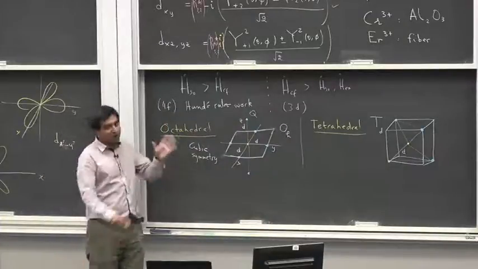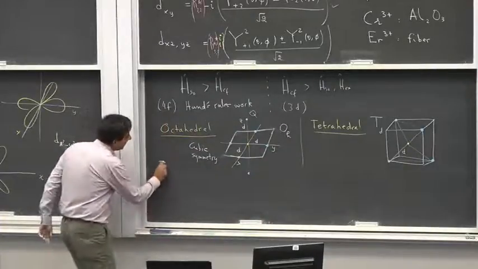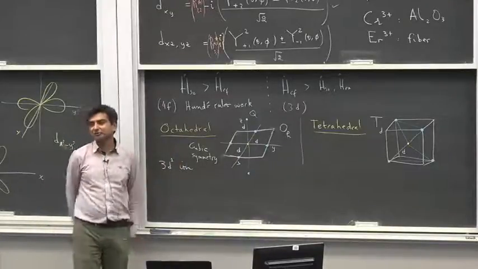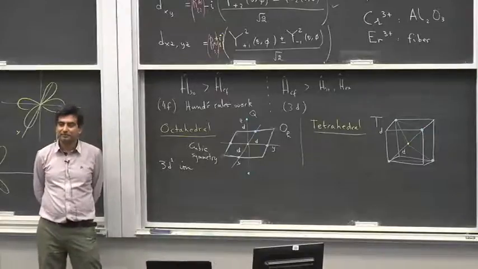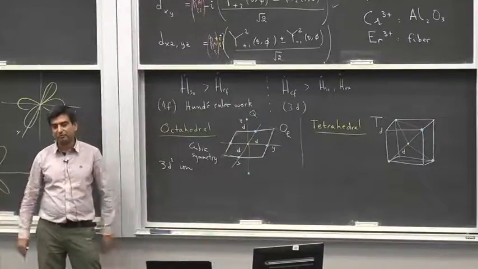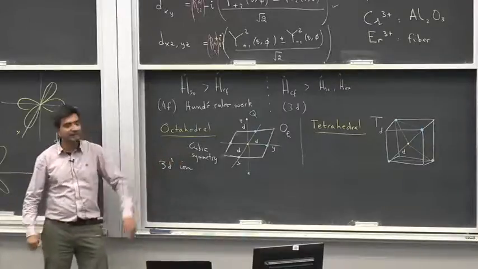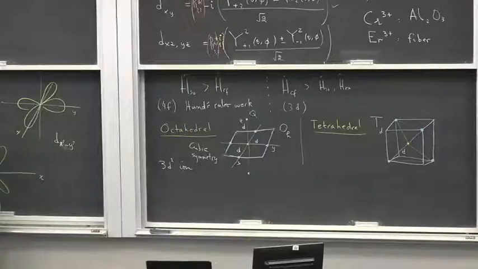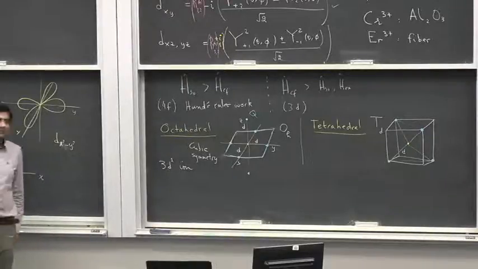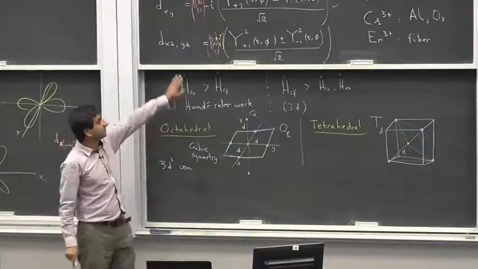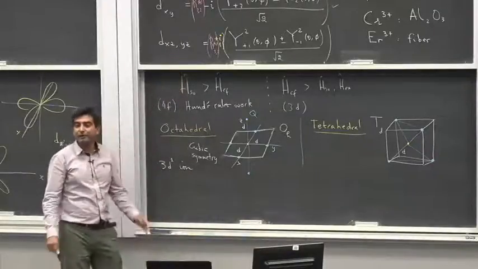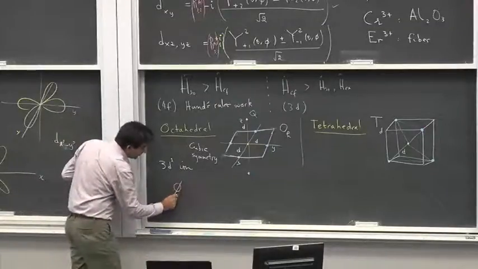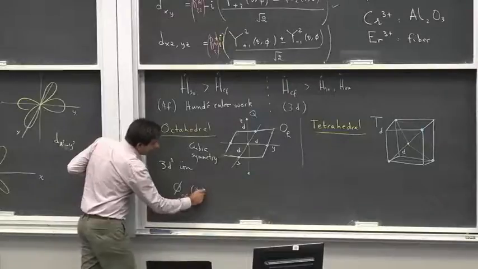Now let's focus on the octahedral environment. Suppose that I have a 3d1 ion, which means one electron, in a d orbital, placed inside an octahedral environment with cubic symmetry. Now I need to find out the crystal field Hamiltonian. Which means I need to find out the wave functions of the d orbitals, which are written over here, and I need to find out the potential. The crystal field potential is a function of x, y, and z.